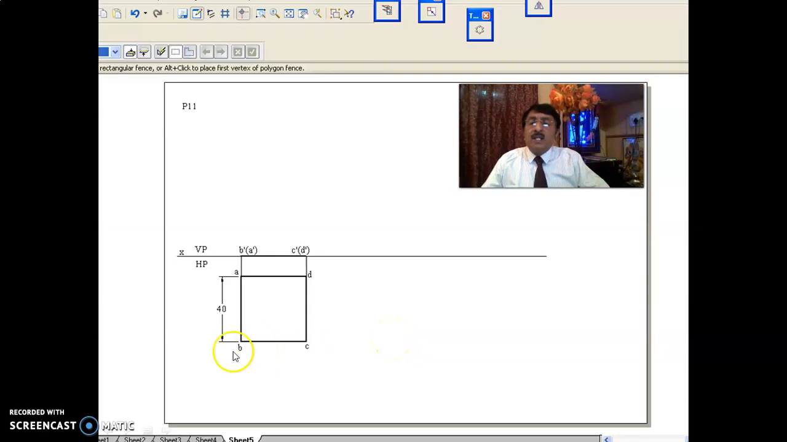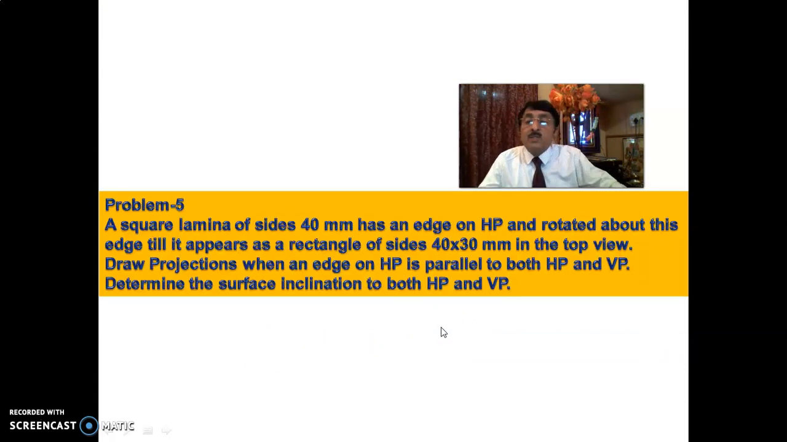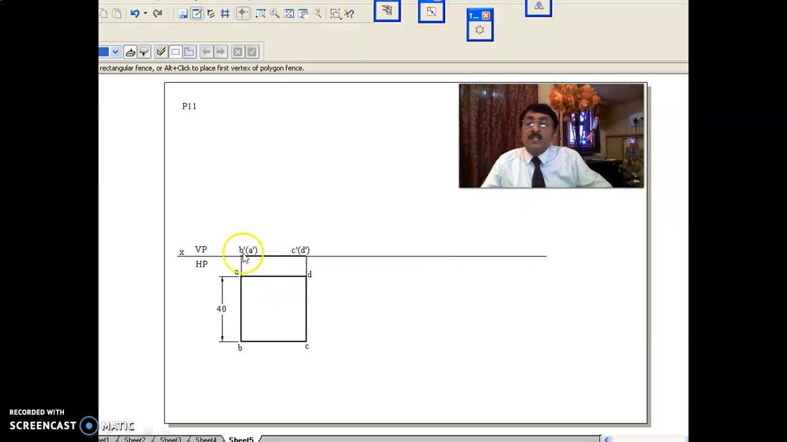Here, you see, square lamina of sides 40 has an edge on HP. Immediately take edge position. Edge on HP means edge position. 40 mm edge position, square lamina, with B dash, A dash, C dash, D dash and all that. XY line, VP, HP, everything you draw. This is the 11th problem in primer.